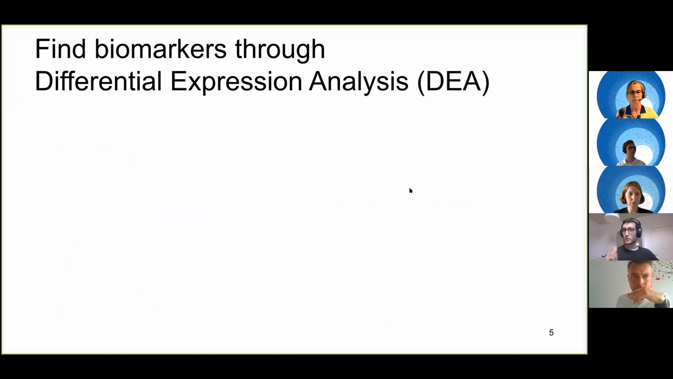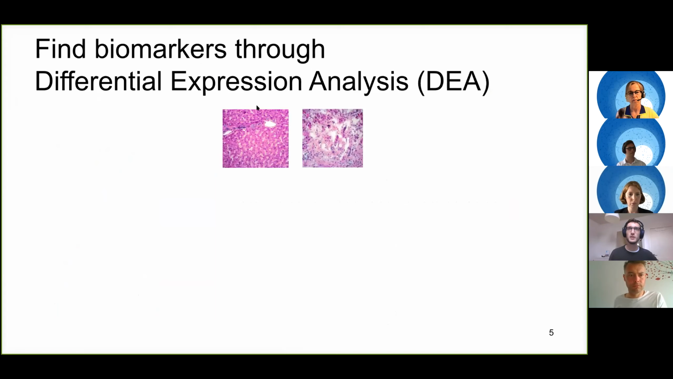Now, what do we do with those proteins? Well, we want to find biomarkers. That's why we're interested in those proteins. And we do that in a differential expression analysis. So let me unpack those things for you right now. Here are two pictures. One is a healthy piece of liver tissue, and the other is a piece of liver tissue with cirrhosis.